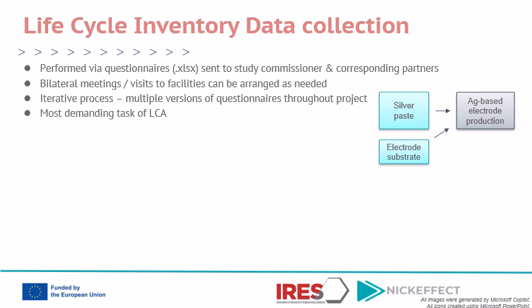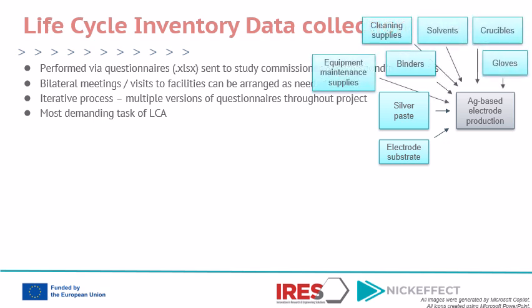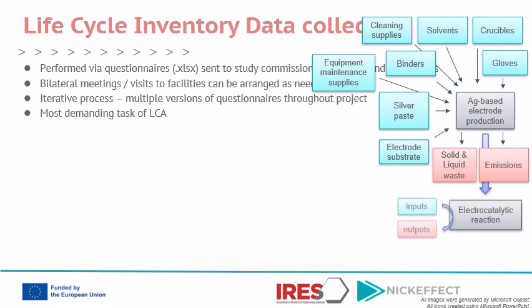So in the protocol of creating those hypothetical, again, silver-based electrodes, of course, besides the silver itself, there are other inputs. So we need the electrode substrate itself and a bunch of other stuff needed to produce these electrodes, such as consumables, crucibles, solvents, binders, cleaning supplies, equipment maintenance supplies, etc. From the process, besides the product, obviously, there are also emissions, solid and liquid waste generated that we need to take into account in our LCA.